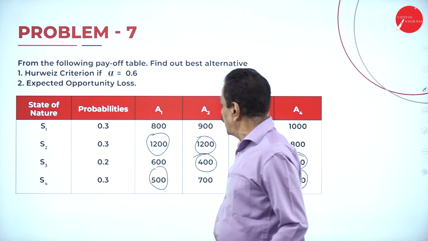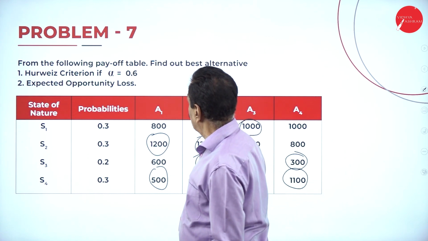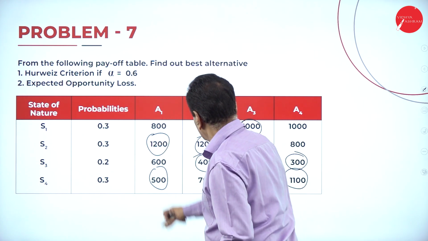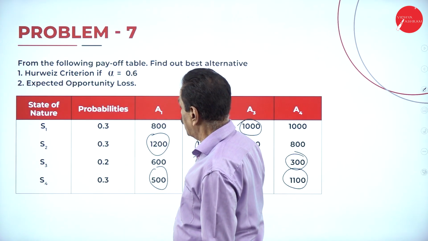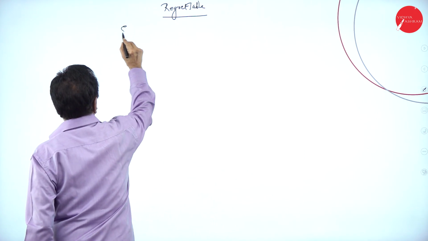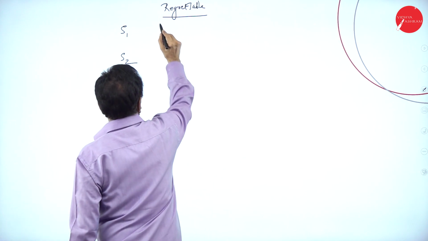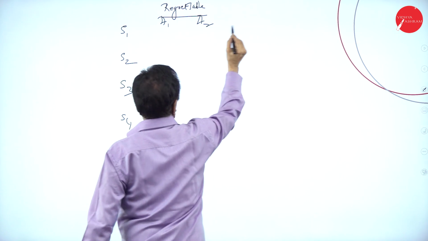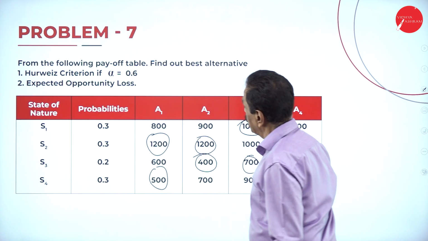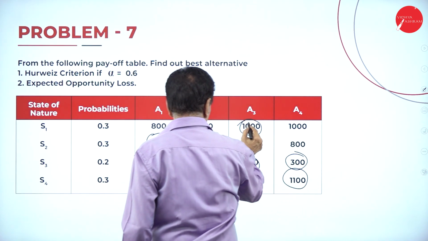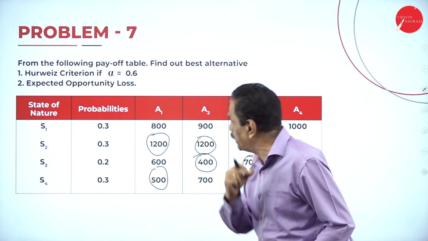Regret table. Highest is 1200, lowest is 500. Regret table, no? So opportunity loss, how do you calculate? Here are the returns. S1, S2, S3, S4, this is your A1, A2, A3, A4. Find out the highest one here. These are all the returns we expected, no?